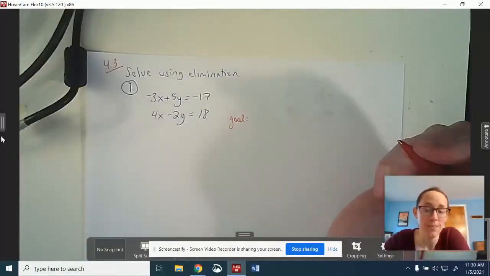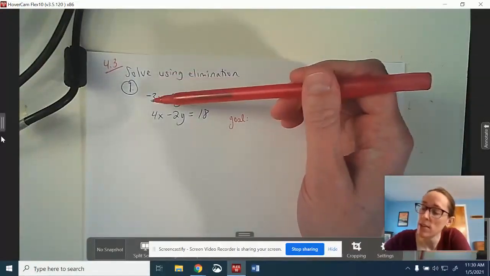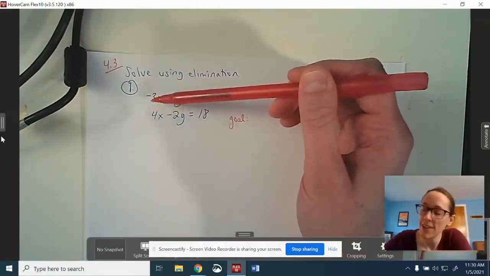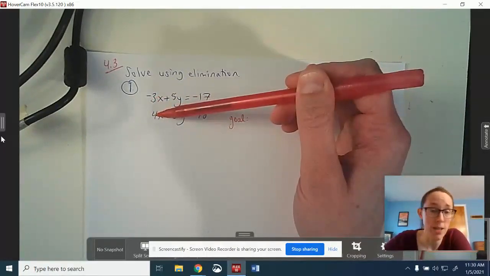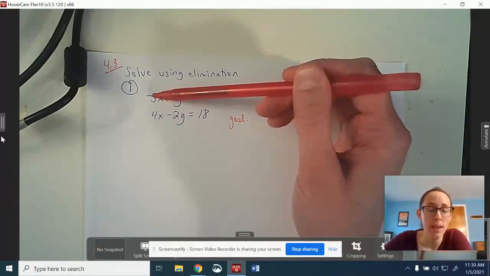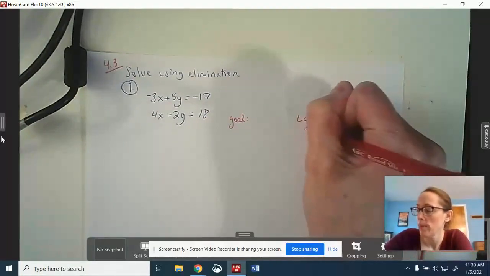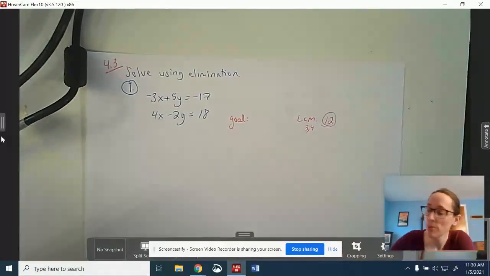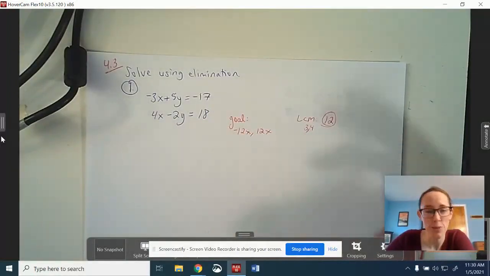of these coefficients. And you're going to have some options here. So what you can do is you want to look at 3 and 4. Let's start there. There's nothing easy that you can times this by to turn it into 4. There's nothing easy you can times this by to turn it into 3. But you have the power to change both of them. So what's the least common multiple of 3 and 4? Well, that's 12. So what you can do is you can try to get negative 12x and positive 12x.